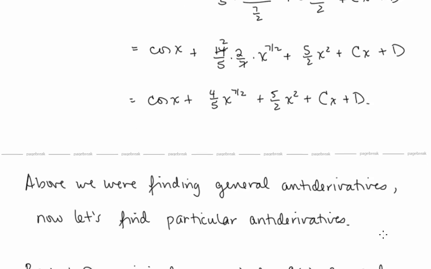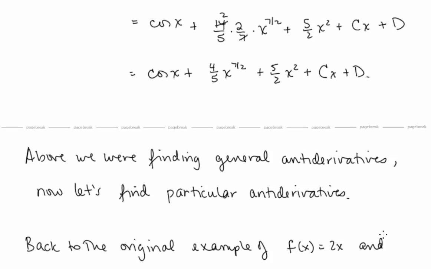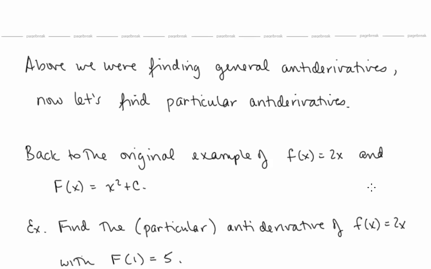Now notice above that we were finding general antiderivatives. And so we had these constants hanging around. Every time we take an antiderivative, we introduce a constant. But now let's find particular antiderivatives. So let's go back to the original example.